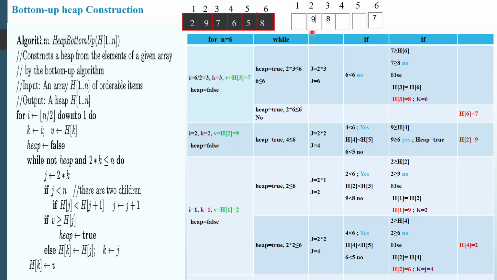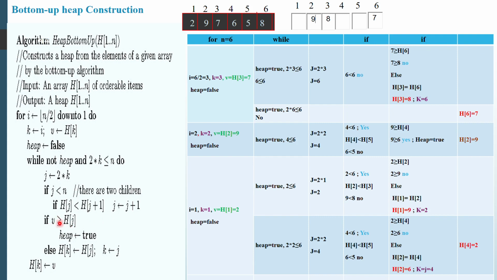So in the 2 position, what is the element there? The new element you have to consider now. Okay, 9 and 8. Is 9 less than 8? No. The condition fails. If this condition fails, then you have to come out of this if loop.